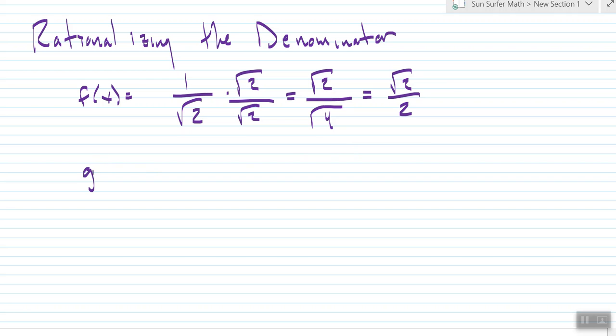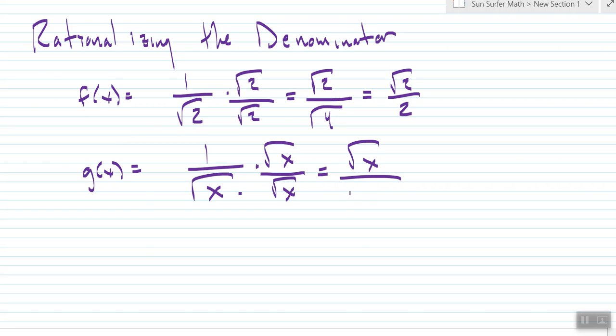Let's say we have another function, g of x is equal to 1 over the square root of x. We will multiply the numerator and the denominator by the square root of x. And so we end up with the square root of x over the square root of x squared. And once again, x squared is a perfect square, and so the square root of x squared becomes x. So what you can see, the pattern that is developing here, is whatever this radicand is, the number underneath the radical sign, that's what we're going to end up with over here, but without the radical sign.